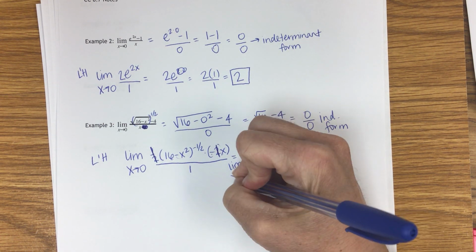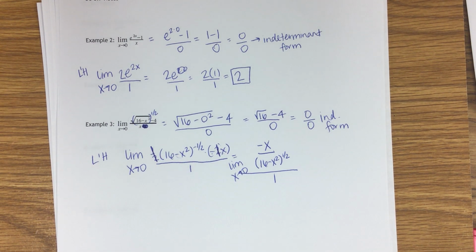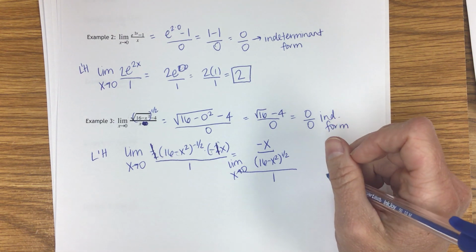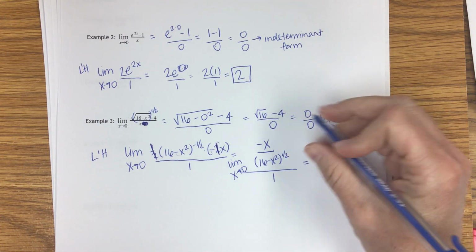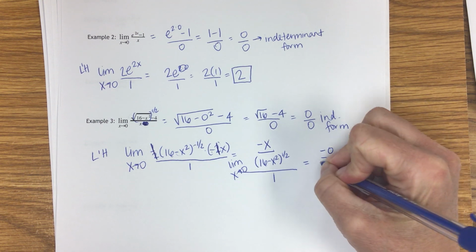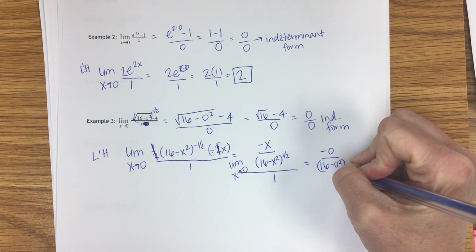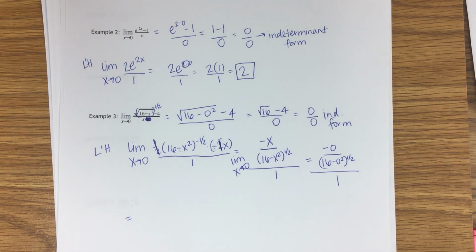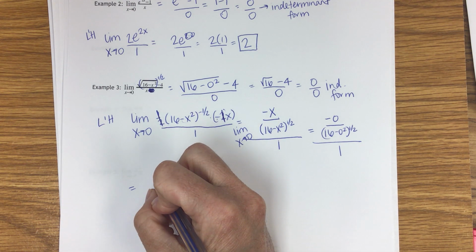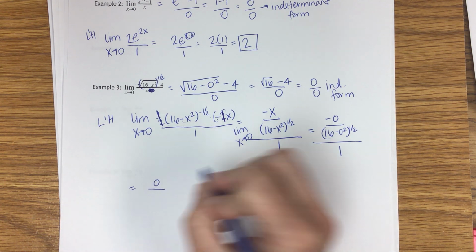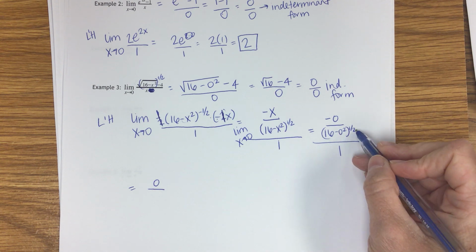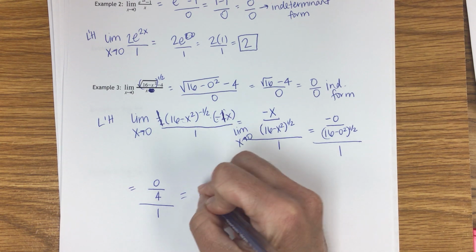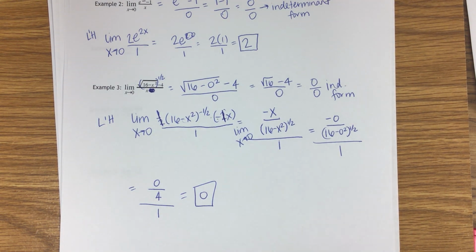I still have to plug in 0 because of my limit as x approaches 0. So I think I'm going to try it and see what happens. If I try it, I get negative 0 over 16 minus 0 squared to the half, all over 1. Negative 0 is the same as 0, divided by 16 to the half, which is 4, and that is 0. 0 divided by 1 is 0. So I end up with an answer of 0.